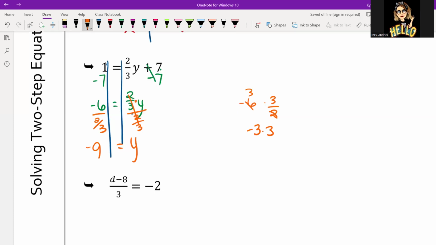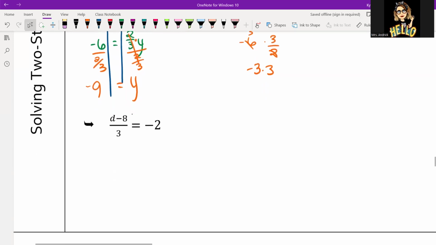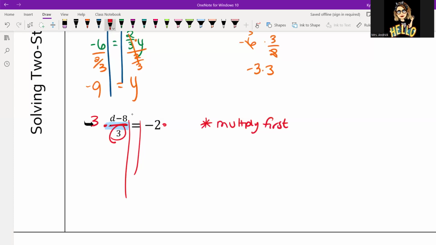Okay. This one's going to be a little different. So we said we undo addition or subtraction first, but hopefully you notice that everything has this division bar in it. So in this case only, when they look like this, we have to multiply first. So we have to get rid of this division bar by multiplying by whatever's in the denominator. In this case, we're going to multiply both sides by 3.